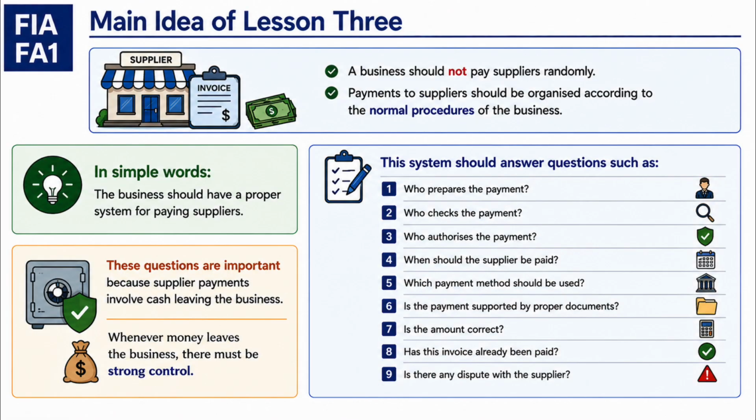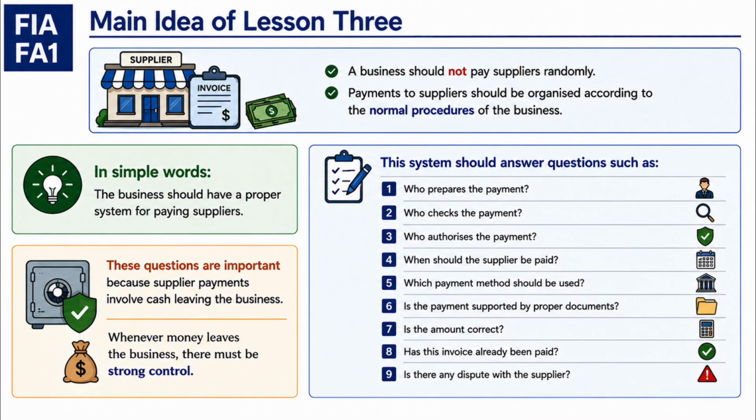And the main idea of Lesson 3. A business should not pay suppliers randomly. Payments to suppliers should be organized according to the normal procedures of the business. In simple words, the business should have a proper system for paying suppliers. This system should answer questions such as, who prepares the payment? Who checks the payment? Who authorizes the payment?